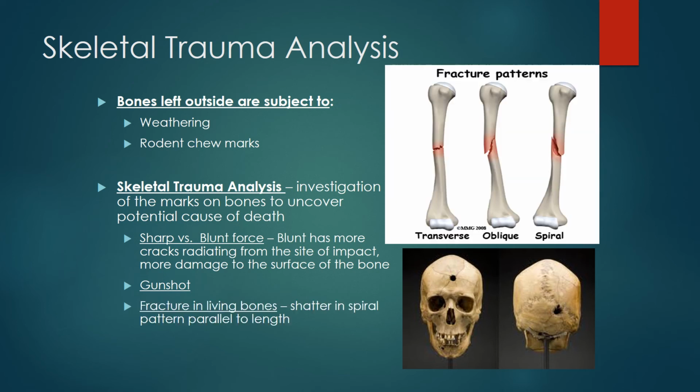If we have a fracture in a living bone, oftentimes, if it's parallel to the length of the bone, it fractures in a spiral pattern. So it's kind of coming down here and turning. It doesn't just break straight. Whereas if that bone is no longer living and it's dried out, it'll break perpendicular to its length. So it would just break transverse like so.